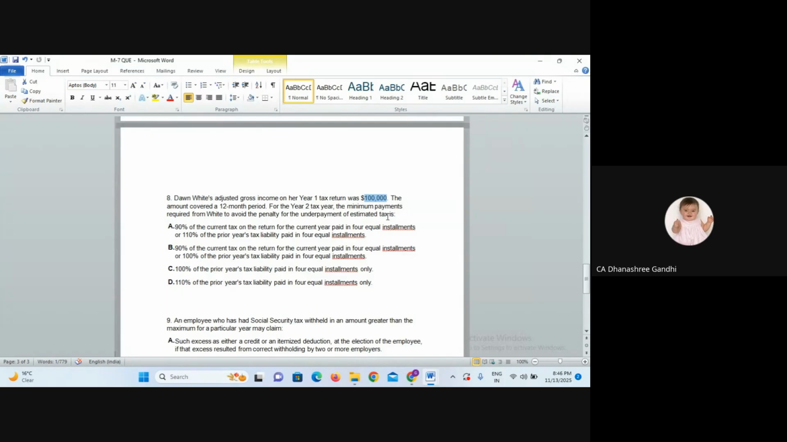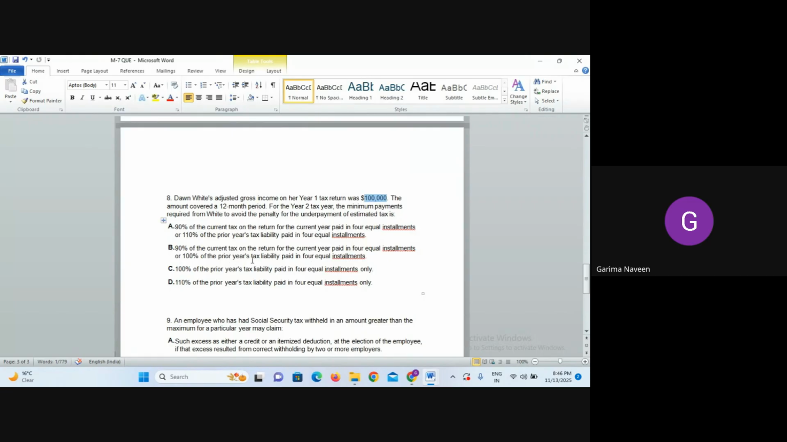Option B. 90% of current year, or 100% of last year. Yes, it should be the lower of the amount, 90% of current tax liability or 100% of prior tax liability.